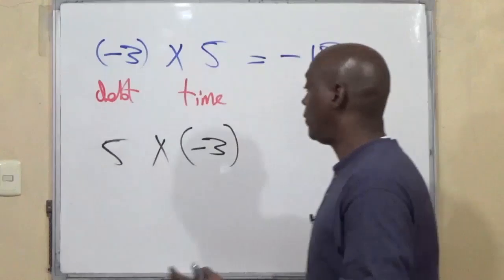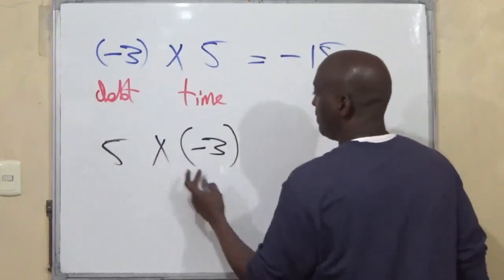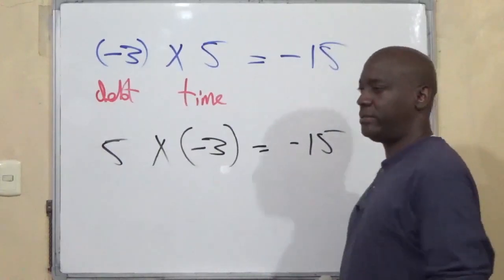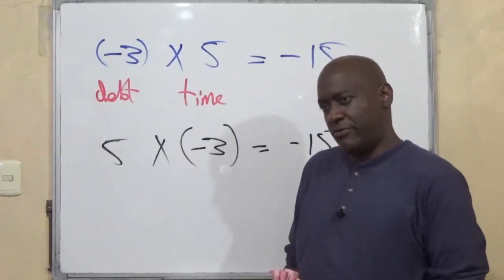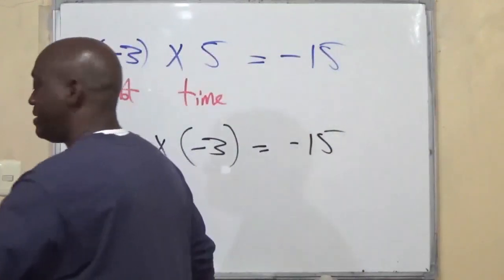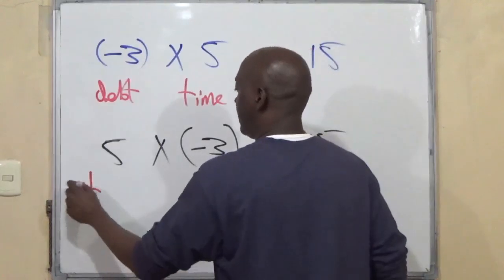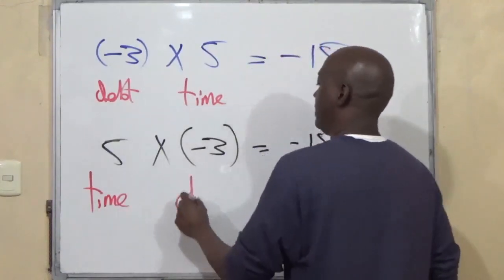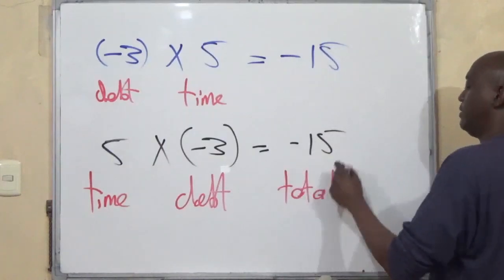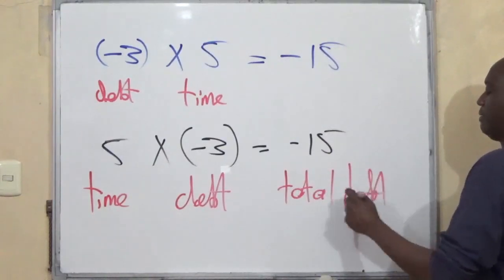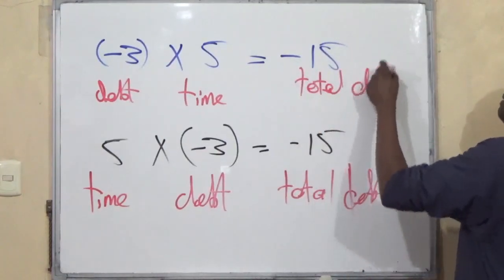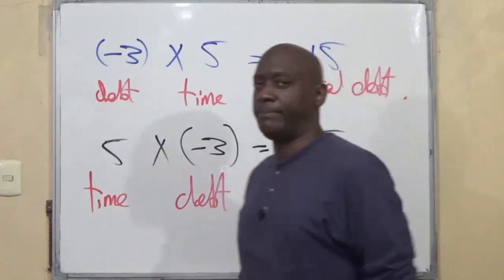Right? We know that 5 by 3 is 15. 5 by minus 3 is minus 15. So again, same situation, just a different way of referring to it, and you end up with the same answer of minus 15 as the total debt. Alright? So this is the time, and this is the debt. This here we could call the total debt. No problem.